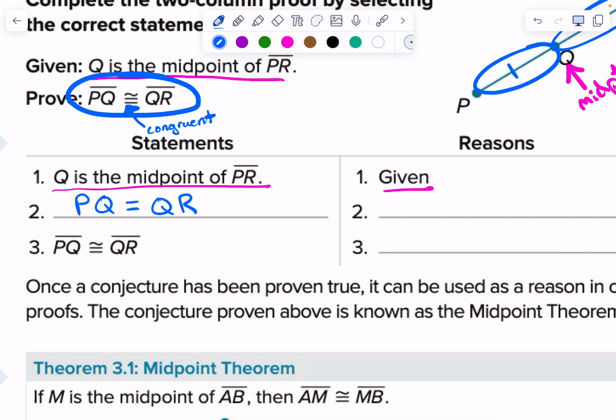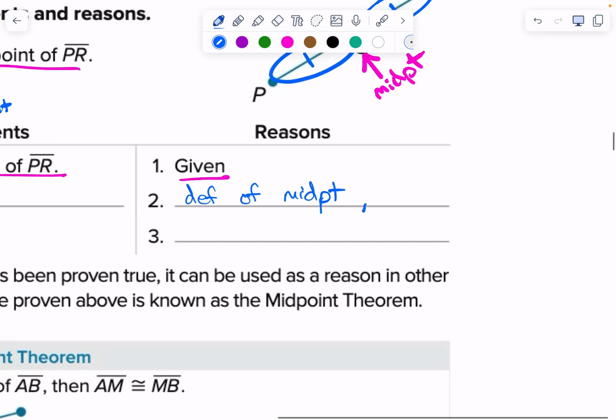If Q is the midpoint, then PQ has to be equal to QR, right? Those two things have to be equal to each other in length, right? Okay? Yeah, true? PQ is equal to QR, okay? Why do I know that? What tells me that PQ and QR are the same? The midpoint. Because Q is the midpoint. So this is the definition of midpoint, or you could also say the midpoint theorem.